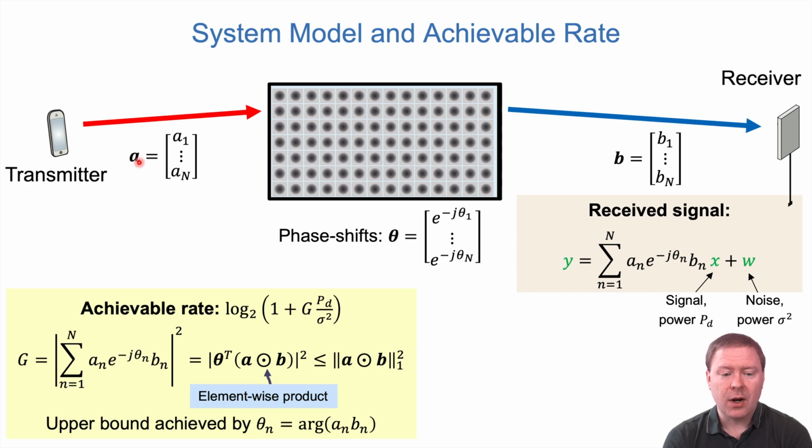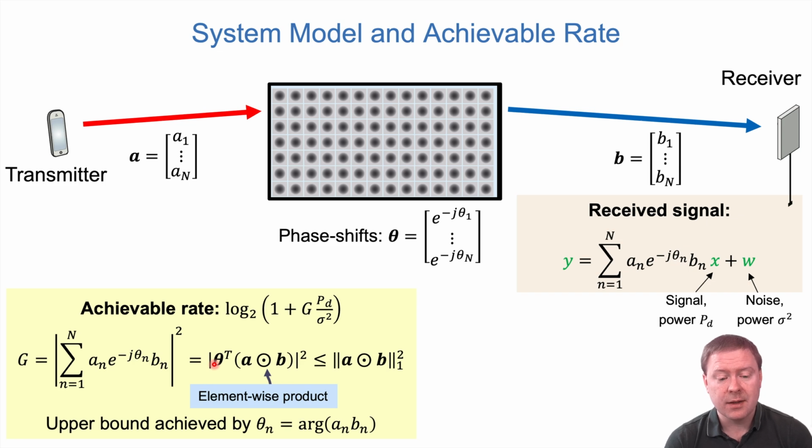So if we are taking these vector notations, we take A and B and multiply them together in an element-wise way, so A1, B1, A2, B2, and so on, then we have an inner product or dot product with the phase shift vector. And we take the absolute value squared of the result. And we can choose this vector now to make G as large as possible.